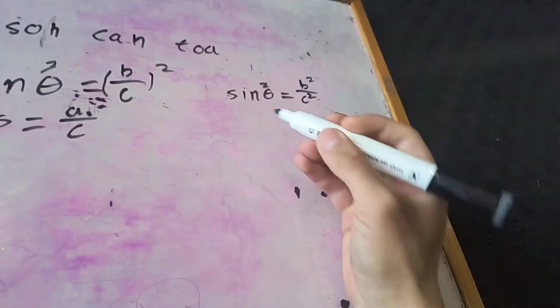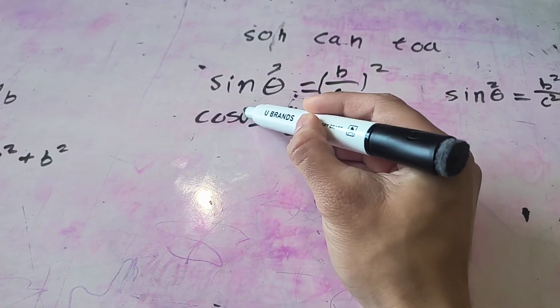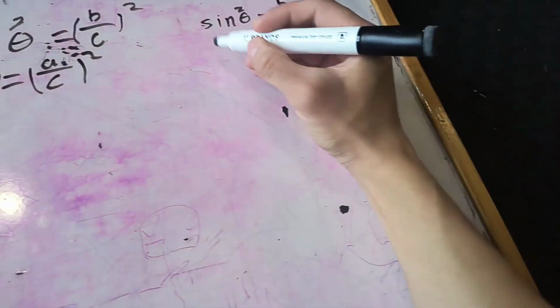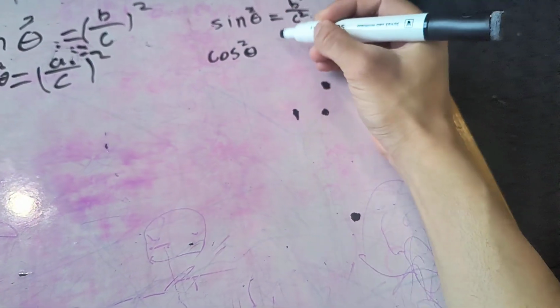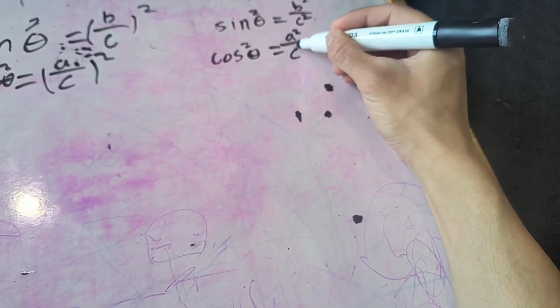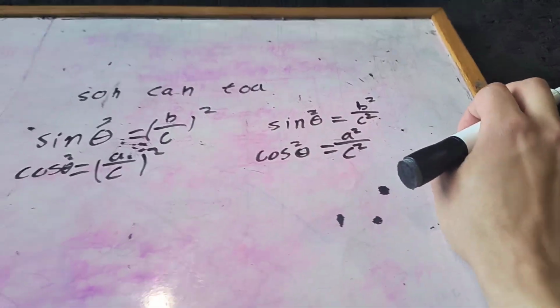But what are you trying to show me? Well, let's say we squared cosine next. What happens when we square cosine of theta? Cosine squared of theta is equal to A squared over C squared. You getting it now?